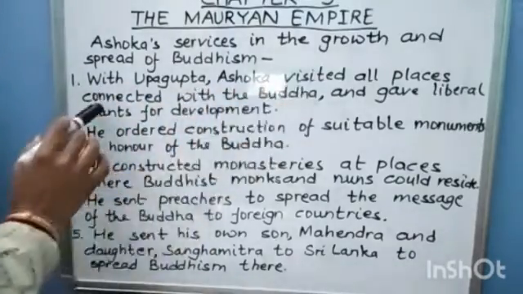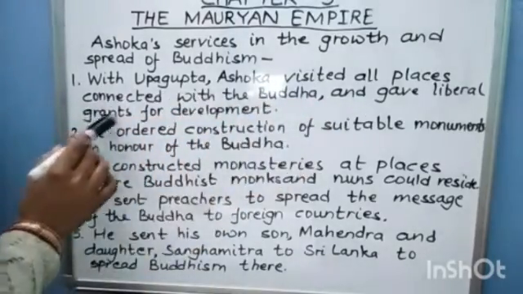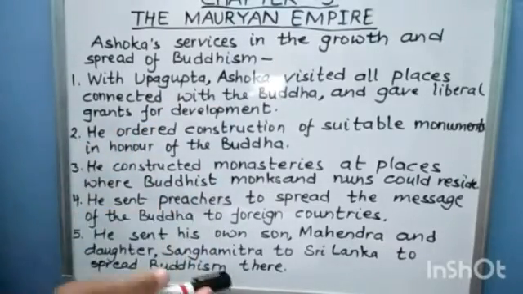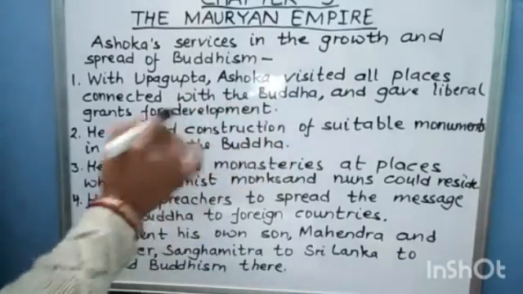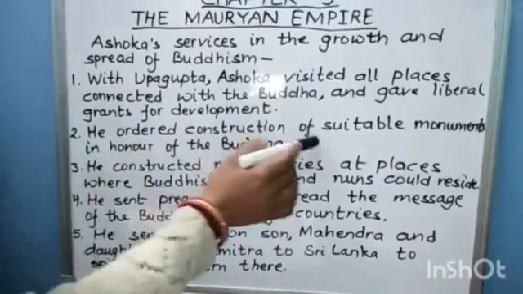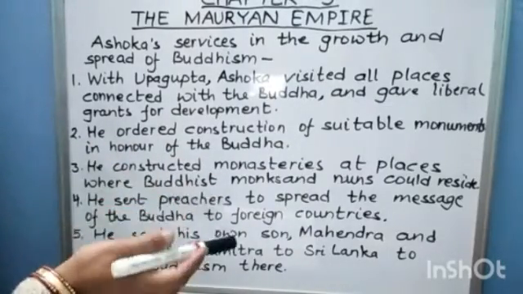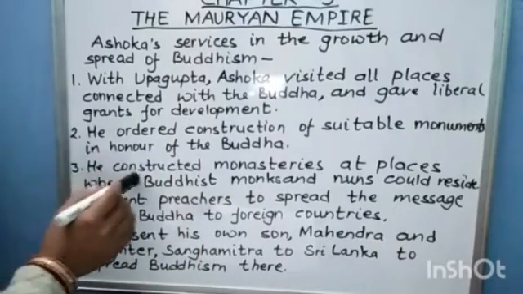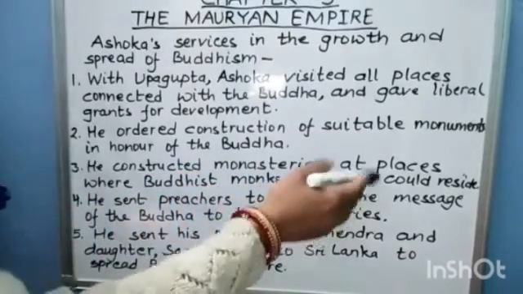Ashoka visited all places connected with the Buddha and gave liberal grants for development. Liberal grants he gave, financially he helped in that region which was connected with Buddha for the development. Second, he ordered construction of suitable monuments in honor of the Buddha. Third, he constructed monasteries at places where Buddhist monks and nuns could reside.